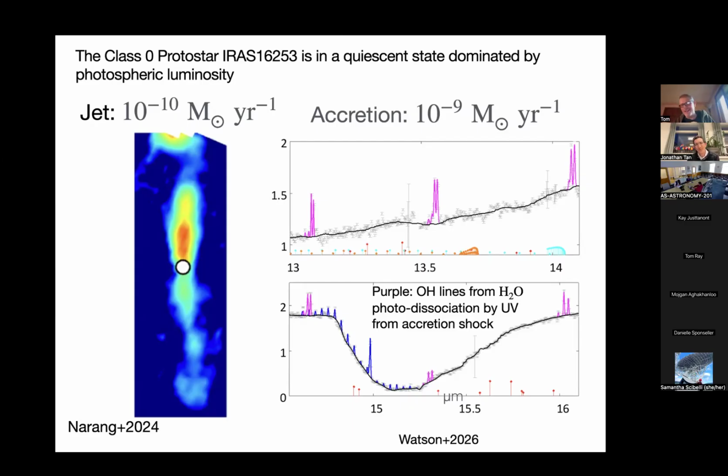So, I mean, it looks like this is a PDR in the outflow. I mean, you also mentioned shock ionization, so what's your sense of, are most of the lines coming from shock ionization, or are there certain lines coming from photodissociation?